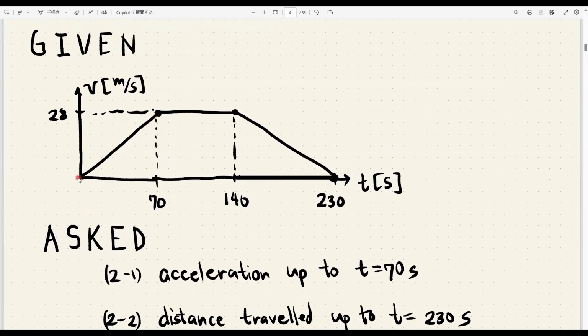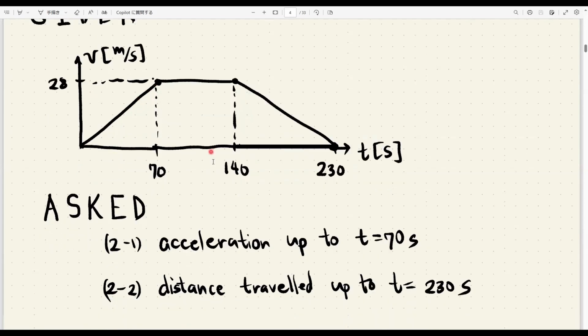70 seconds. From 0 to 70, what is the acceleration? We see that that's a straight line, so we know that that's quite constant, right? That's what it means when you see a straight line in the velocity time graph. That means that the acceleration in that segment is actually constant.